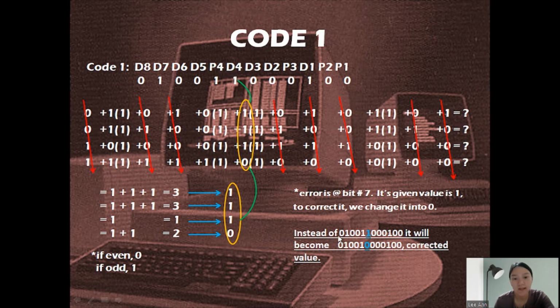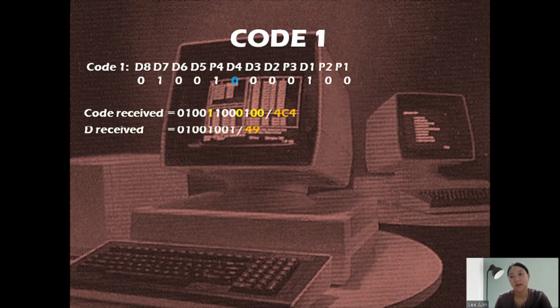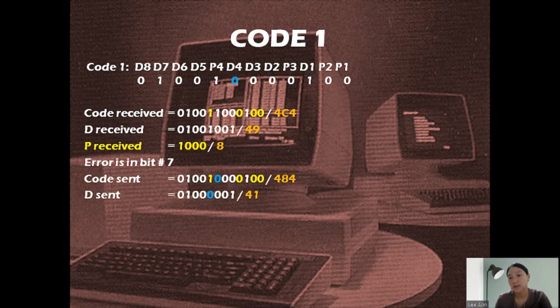And now instead of our original data, which is 010011000100, the corrected value will become 010010000100. Okay, so in our code 1, this is the final answer. And this is the hexadecimal equivalent of this binary data.